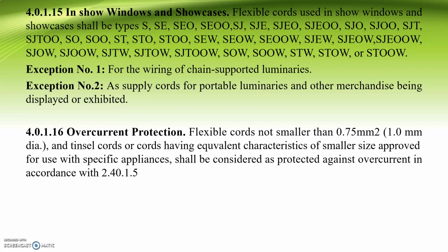Chapter 4.0.1.15, in show windows and showcases. Flexible cords used in show windows and showcases shall be types S, SE, SEO, SEOO, SG, SGE, SGEO, SGEOO, SGO, SGOO, etc. Exception number 1, for the wiring of chain supported luminaires. Exception number 2, for supply cords for portable luminaires and other merchandise being displayed or exhibited.